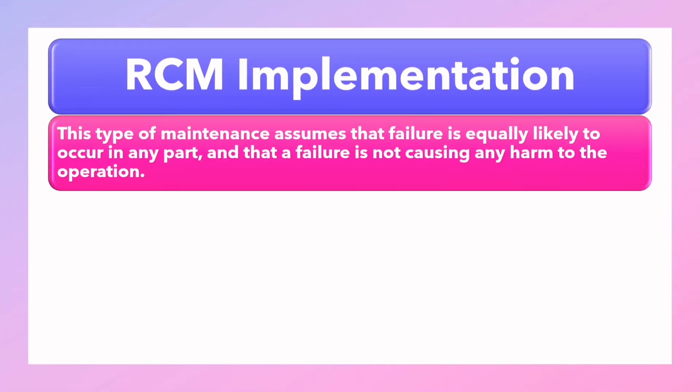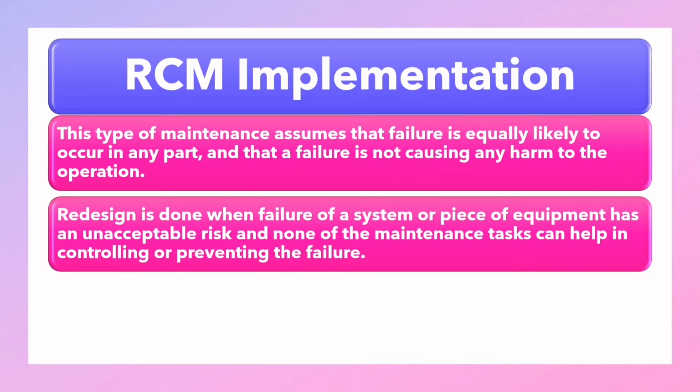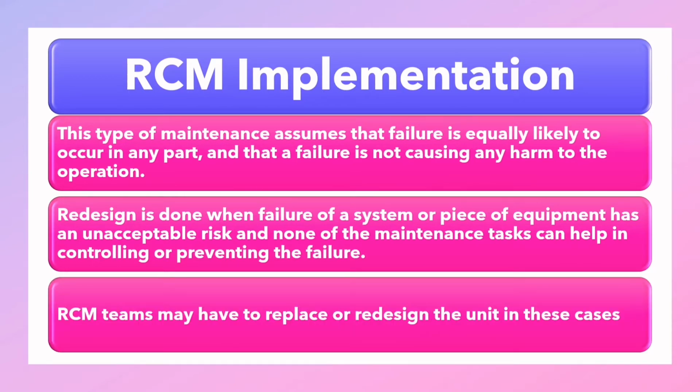This type of maintenance assumes that failure is equally likely to occur in any part and that a failure is not causing any harm to the operation. Redesign is done when failure of a system or piece of equipment has an unacceptable risk and none of the maintenance tasks can help in controlling or preventing the failure. RCM teams may have to replace or redesign the unit in these cases.